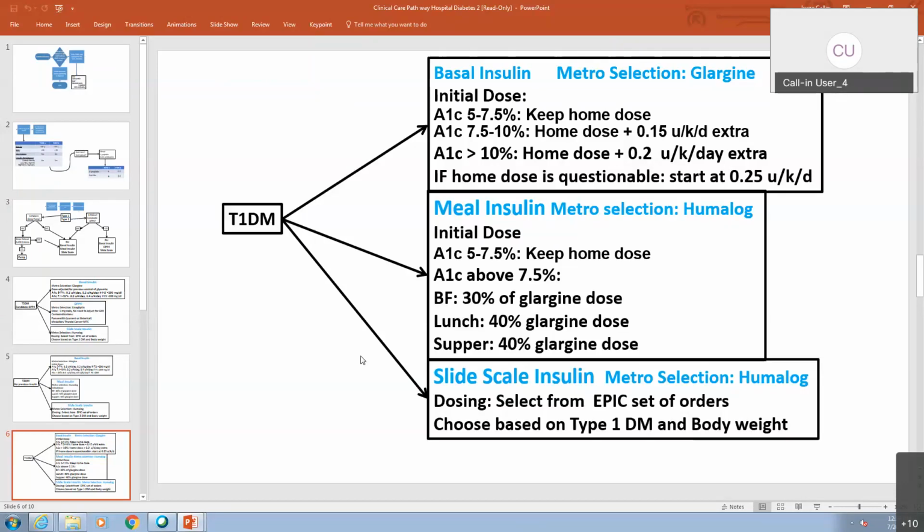Who doesn't know about that set of orders? Raise your hand. So everybody knows. And only 3 of you have used it. Who has opened the smart set for diabetes, where you have the Lantus, the Humalog, and the sliding scales and all that kind of stuff? Raise your hand.